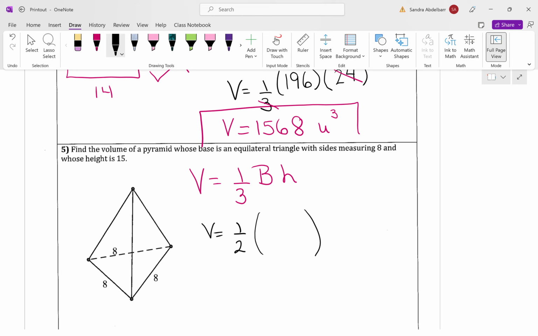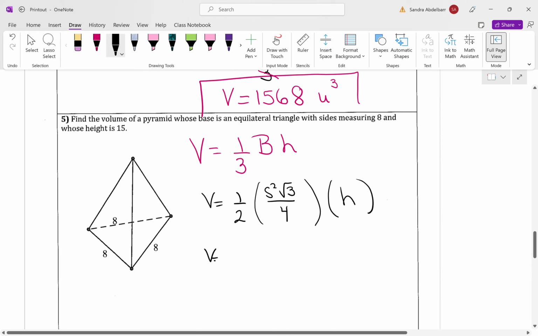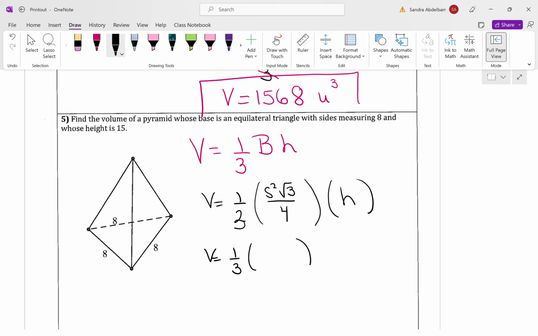Who remembers the formula for an equilateral triangle? Jeff? You got it, S²√3/4. And then we need it times the height of the whole pyramid. Oh, I wrote a half, that's 1/3. Now our side lengths for this base, they're showing us are 8. So we're 8²√3/4.